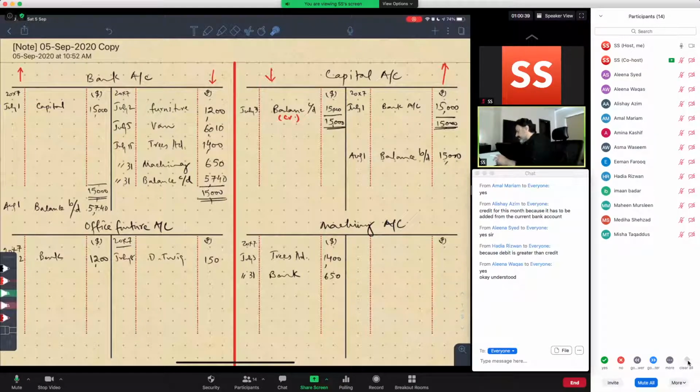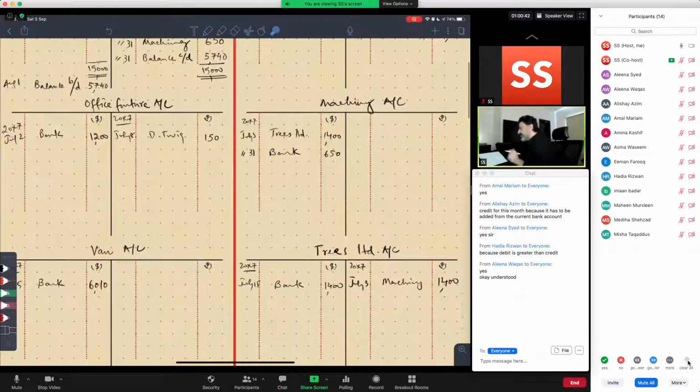So now we move on to the office furniture account. Office furniture account has a debit side totaling $1,200 and the credit side totaling $150, right? So obviously the credit side is lighter, so we are going to insert the balance carried down on the credit side. So what is the balance on office furniture account? 1,200 minus 150? It's 1,050. So 1,050 is going to be inserted on the deficient side, on the lighter of the two sides, and the date will be understood 31st of July.